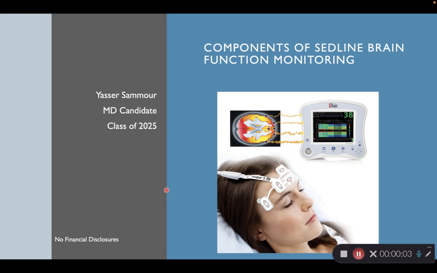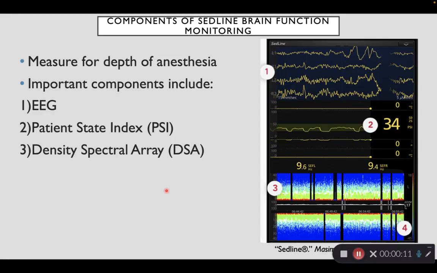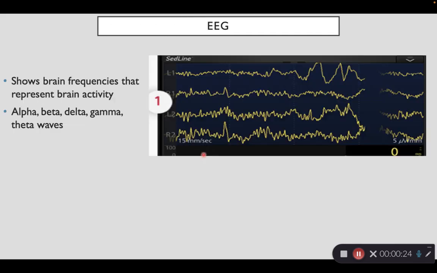I'm an MD candidate at IU School of Medicine in the class of 2025, and I'm going to be talking to you about the components of SedLine brain function monitoring. This is a measure for depth of anesthesia, and important components include the EEG, PSI, and DSA. These are listed as 1, 2, and 3 respectively, and point 4 is where we'll talk about a concept known as burst suppression that's part of the DSA.